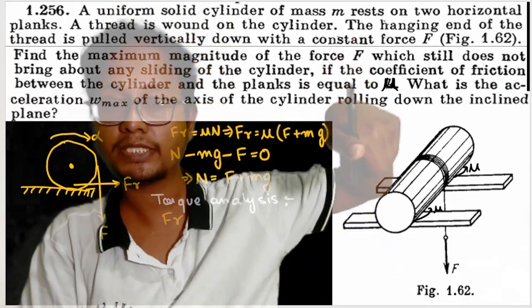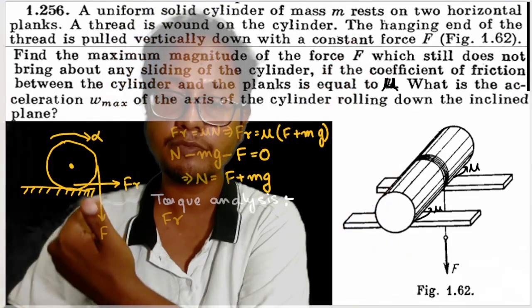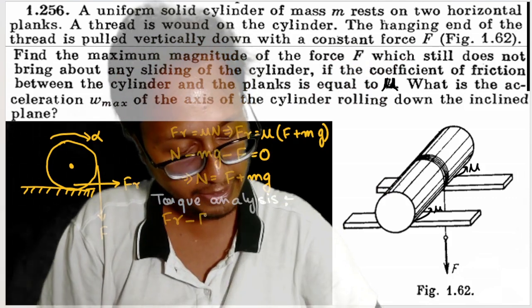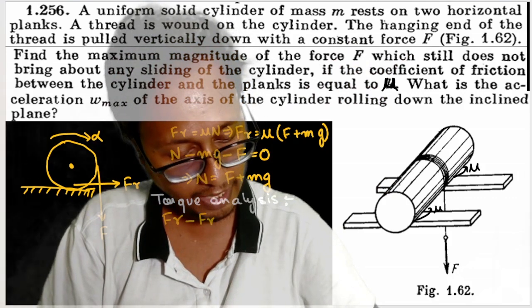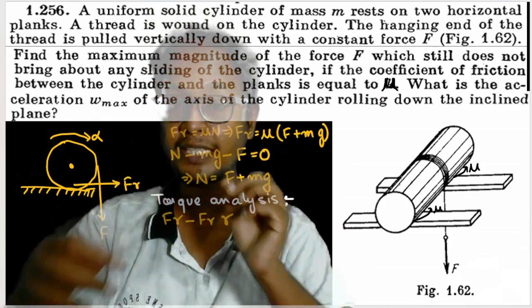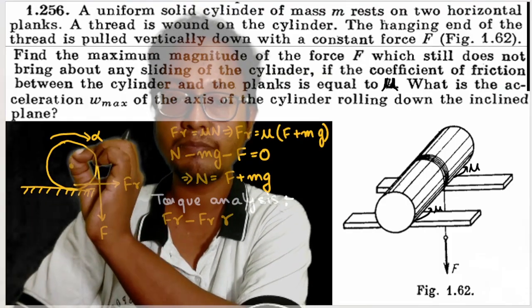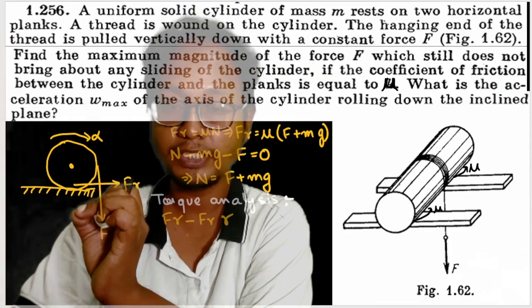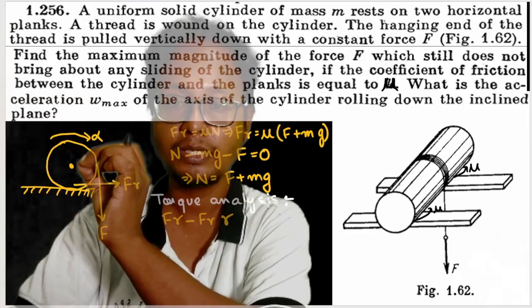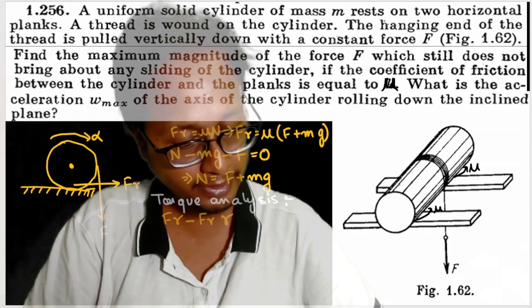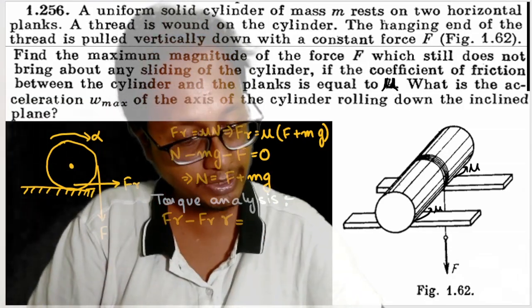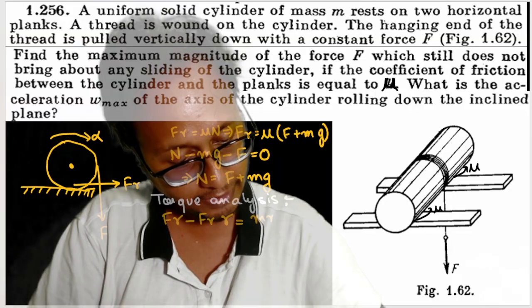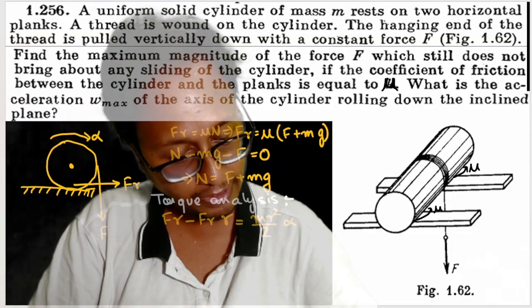This rotates in clockwise direction, and negative torque out here is nothing but friction force into R, minus friction force into R. Is there any other force that is causing the torque? No, mg passes through the center, so torque due to mg is equal to 0. Normal contact force also passes through the center, so torque due to normal is also 0. This is equal to the moment of inertia of the cylinder, which is nothing but mr square by 2, into angular acceleration of the cylinder.